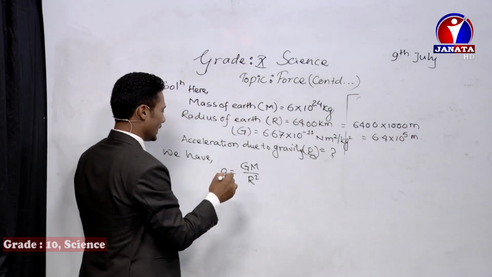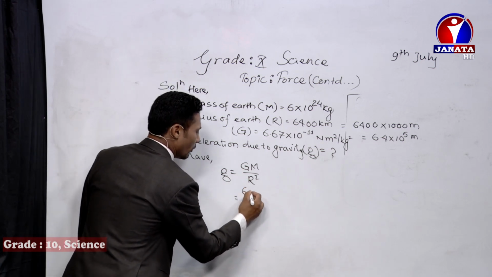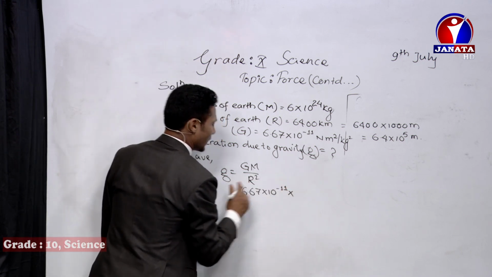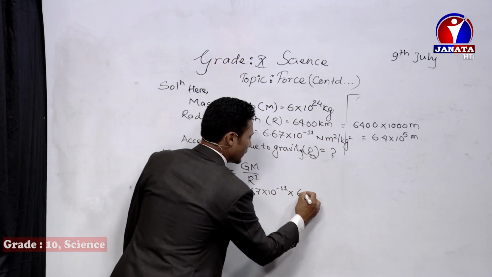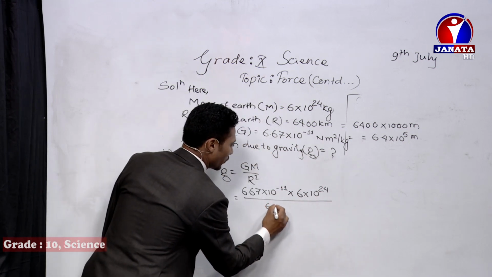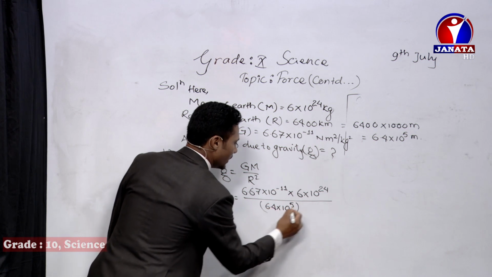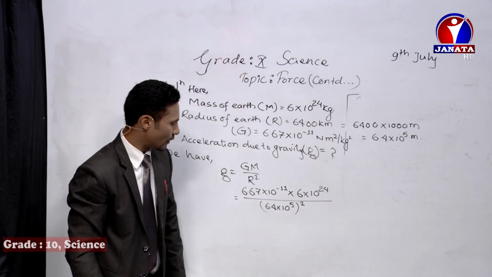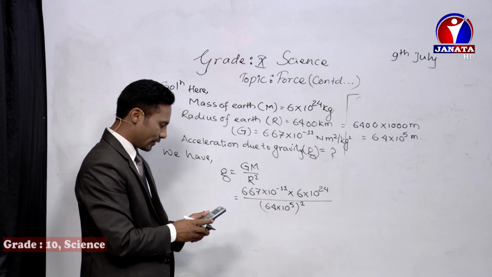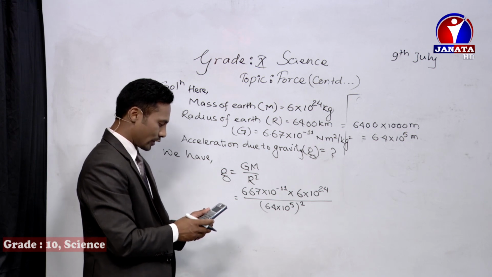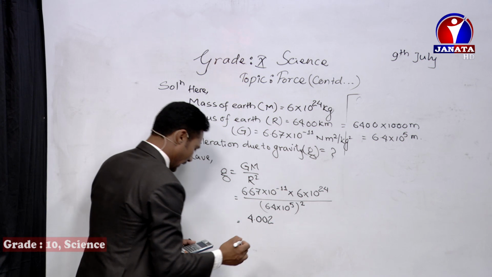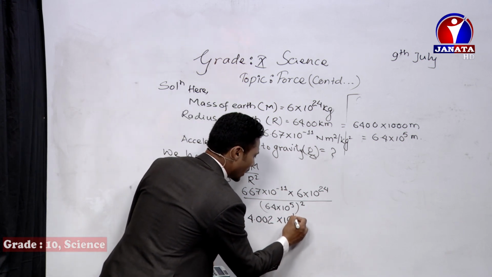So let's put the values in the formula. g equals G, which is 6.67 into 10 to the power minus 11. Let's not write the units; later on we will write them. The mass is 6 into 10 to the power 24 kg, and the radius is 6.4 into 10 to the power 5, whole square. So let's solve this. The numerator is 6.67 into 10 to the power minus 11 into 6 into 10 to the power 24. It gives 4.002 into 10 to the power 14.